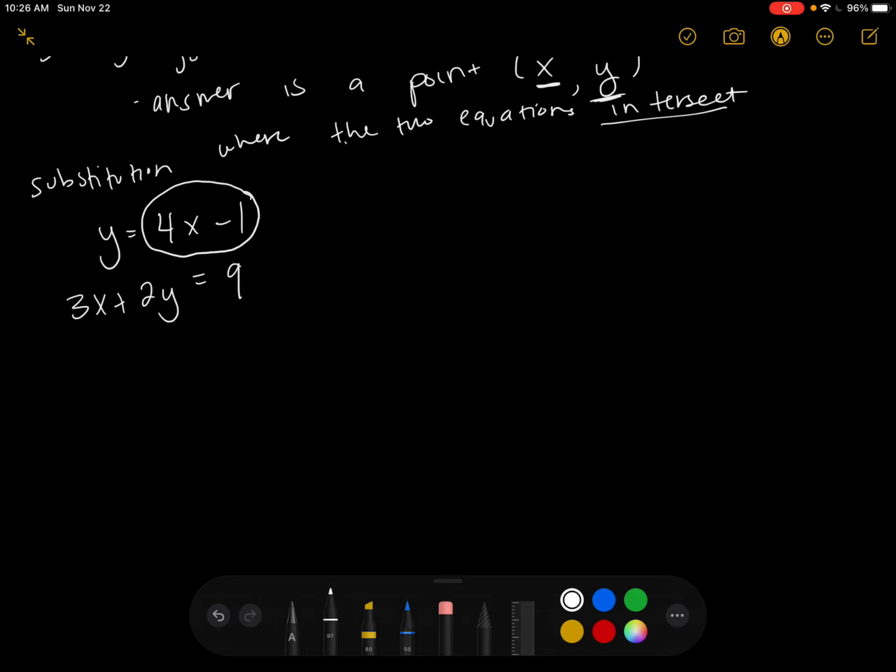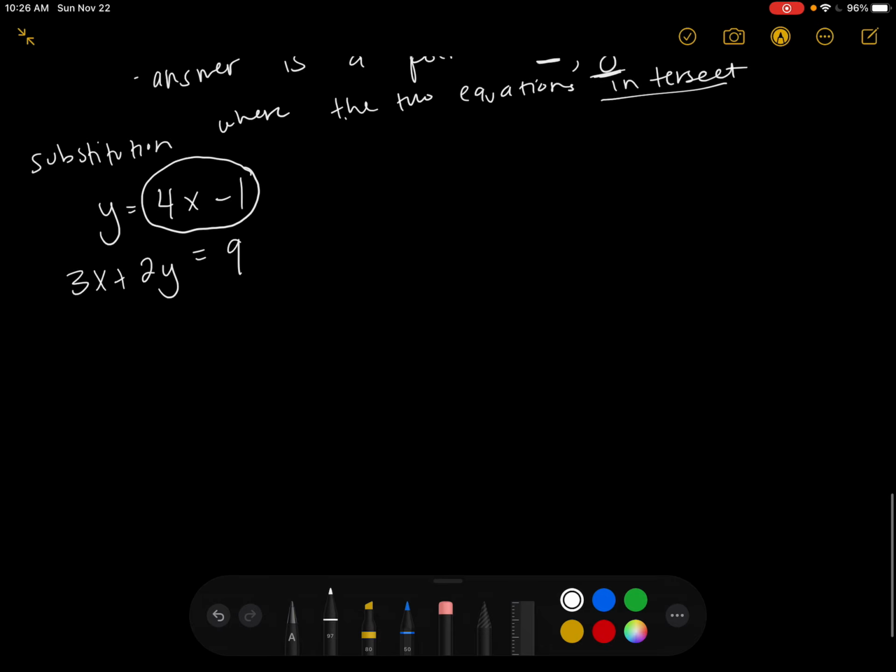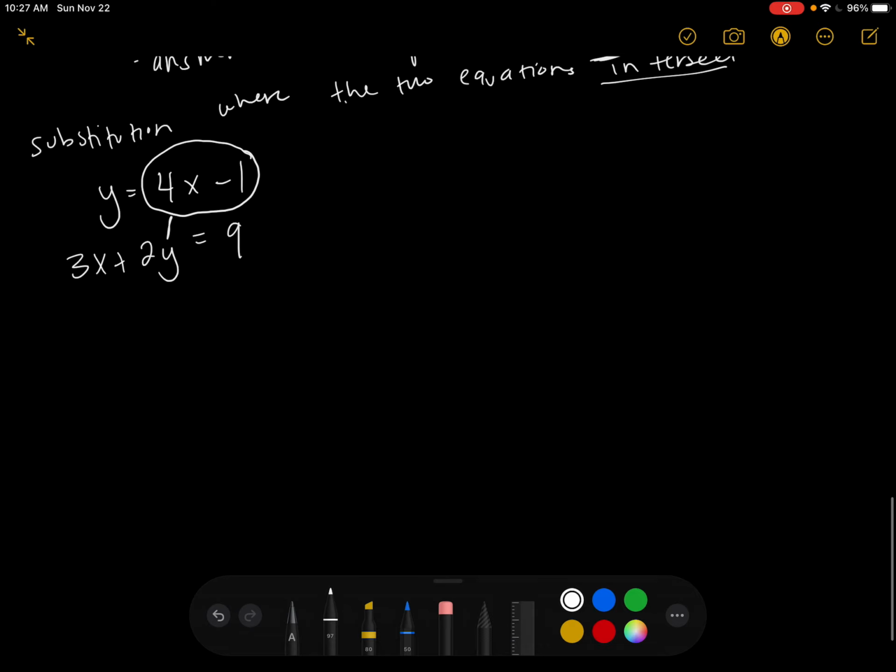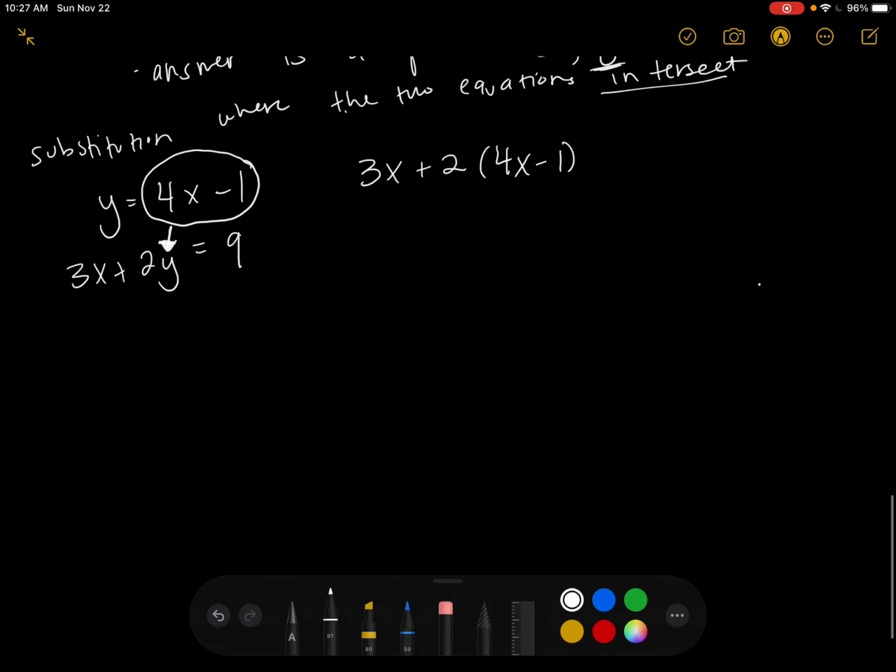take this. I'm saying y equals 4x minus 1. So I actually know what y is in terms of x, right? Because I know that, I can take that and plug it into y in the other equation. So I'm taking this first one, y equals whatever it equals, and I'm plugging it into y in the other equation. Okay, so I'm going to rewrite that right here. So 3x plus 2 times, but instead of using y, I'm going to use 4x minus 1, equals 9.